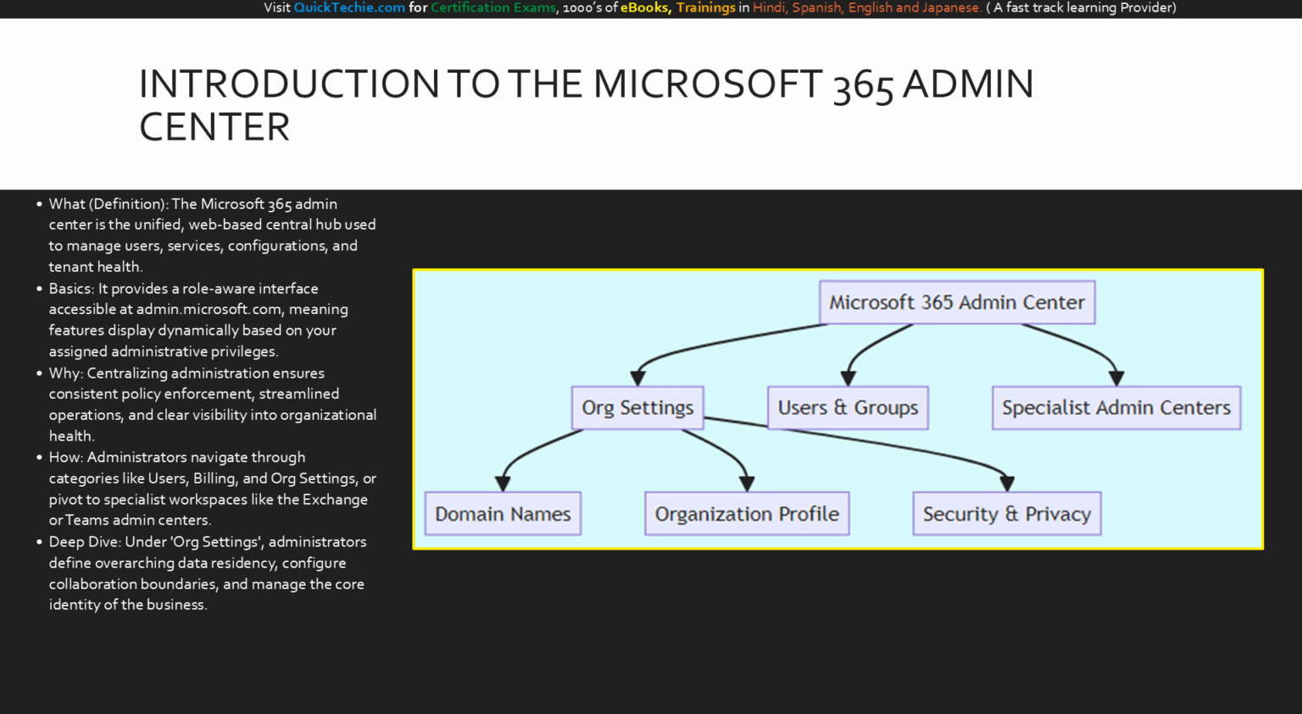At the top, we have the Microsoft 365 Admin Center, the apex of our management hierarchy. From this central node, administrative capabilities branch out. We have user management and pathways to specialist centers like SharePoint and Exchange. But follow the path to org settings. This specific node acts as an umbrella for three critical pillars: domain names, organization profile, and security and privacy. As we progress through this training, we will unpack each of these three child nodes, starting with domain names, which forms the bedrock of your corporate identity.